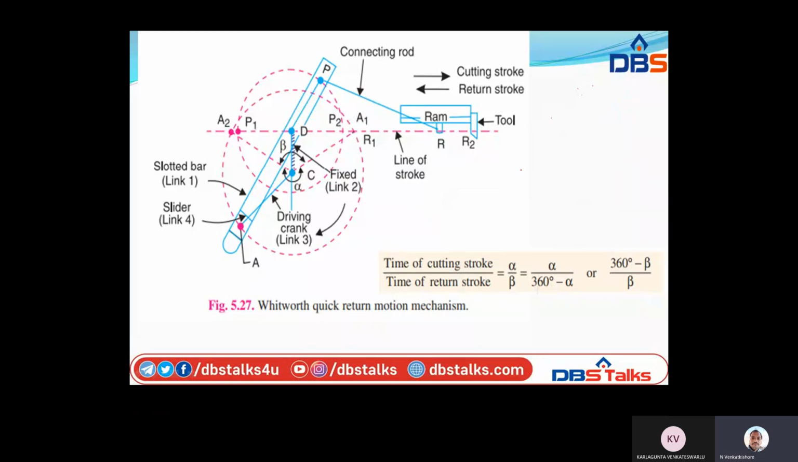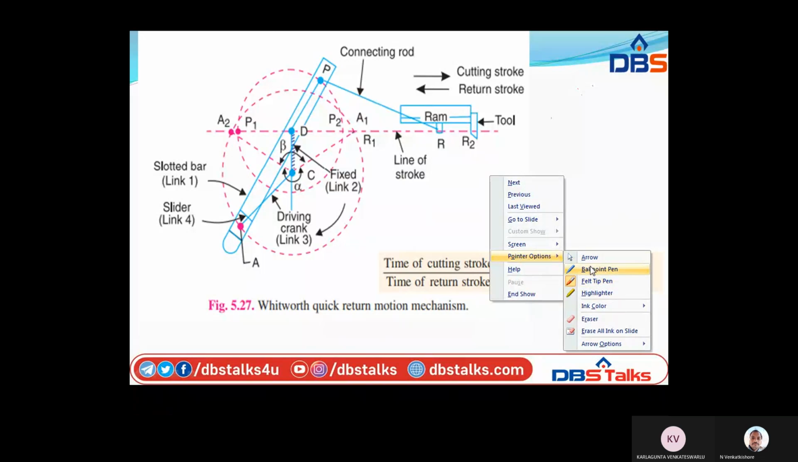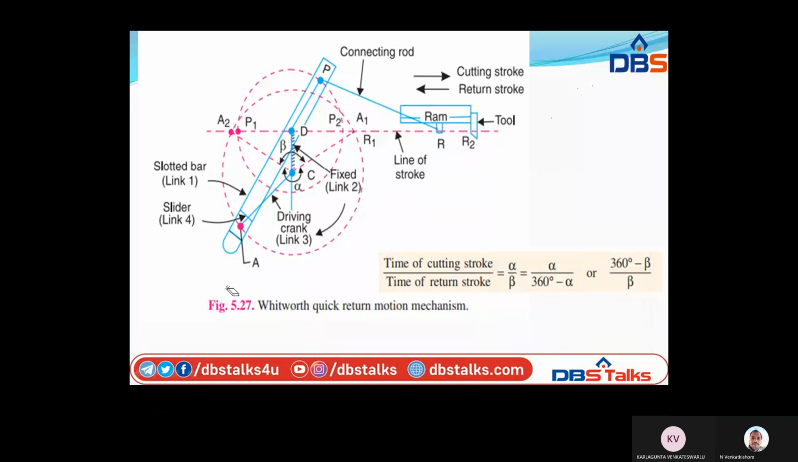This is the Whitworth quick return mechanism. The link two corresponds to a crank in a reciprocating steam engine. So here the link two is the one that is fixed, and the crank, connecting rod, and slider are arranged like a reciprocating steam engine. The driving crank is CA. See CA. This is the driving crank.